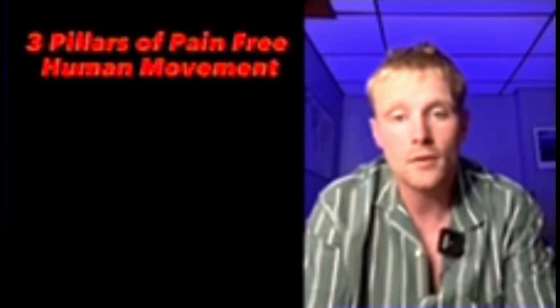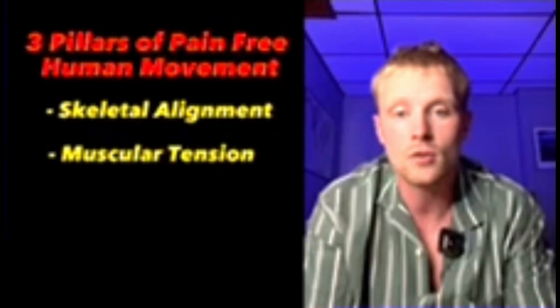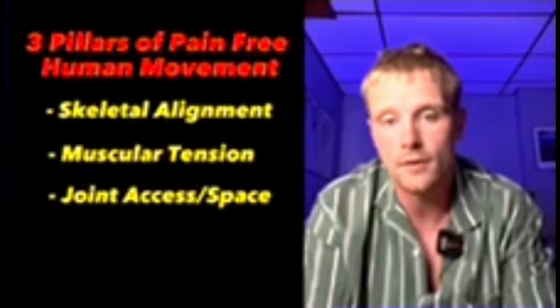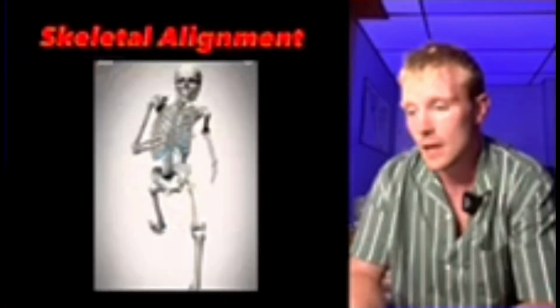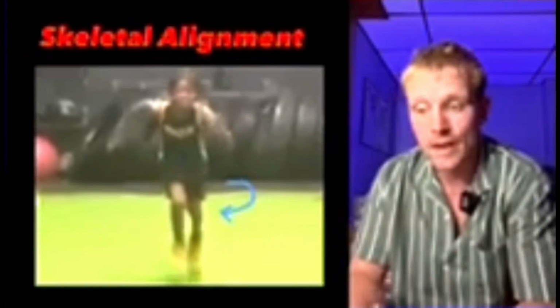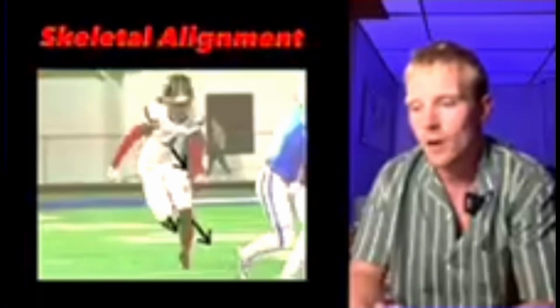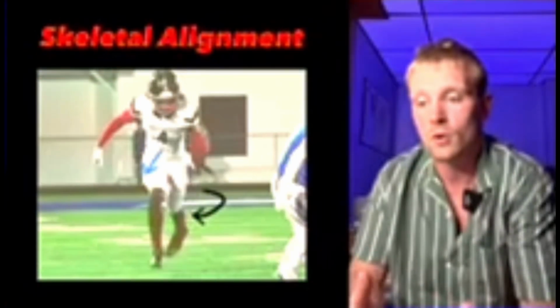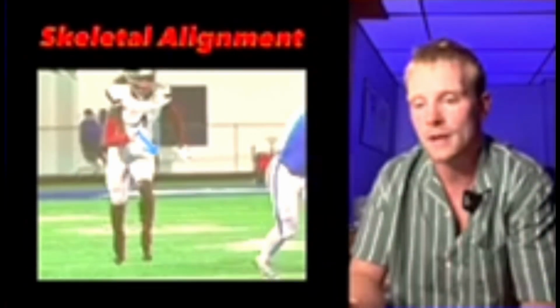First off, the 3 pillars of pain-free human movement are skeletal alignment, muscular tension, and joint access, or space in your joints. Let's take a quick look at each of these. Skeletal alignment refers to how our skeleton is stacked relative to itself, both at rest and during movement. When we look at pain-free movers like young kids, injury-free super athletes, and even 89-year-old ladies that can sprint up hills like this one here, we always see the spine, which is shown by the chest direction, aligned with the hips and the ankles, which are shown by kneecap direction.